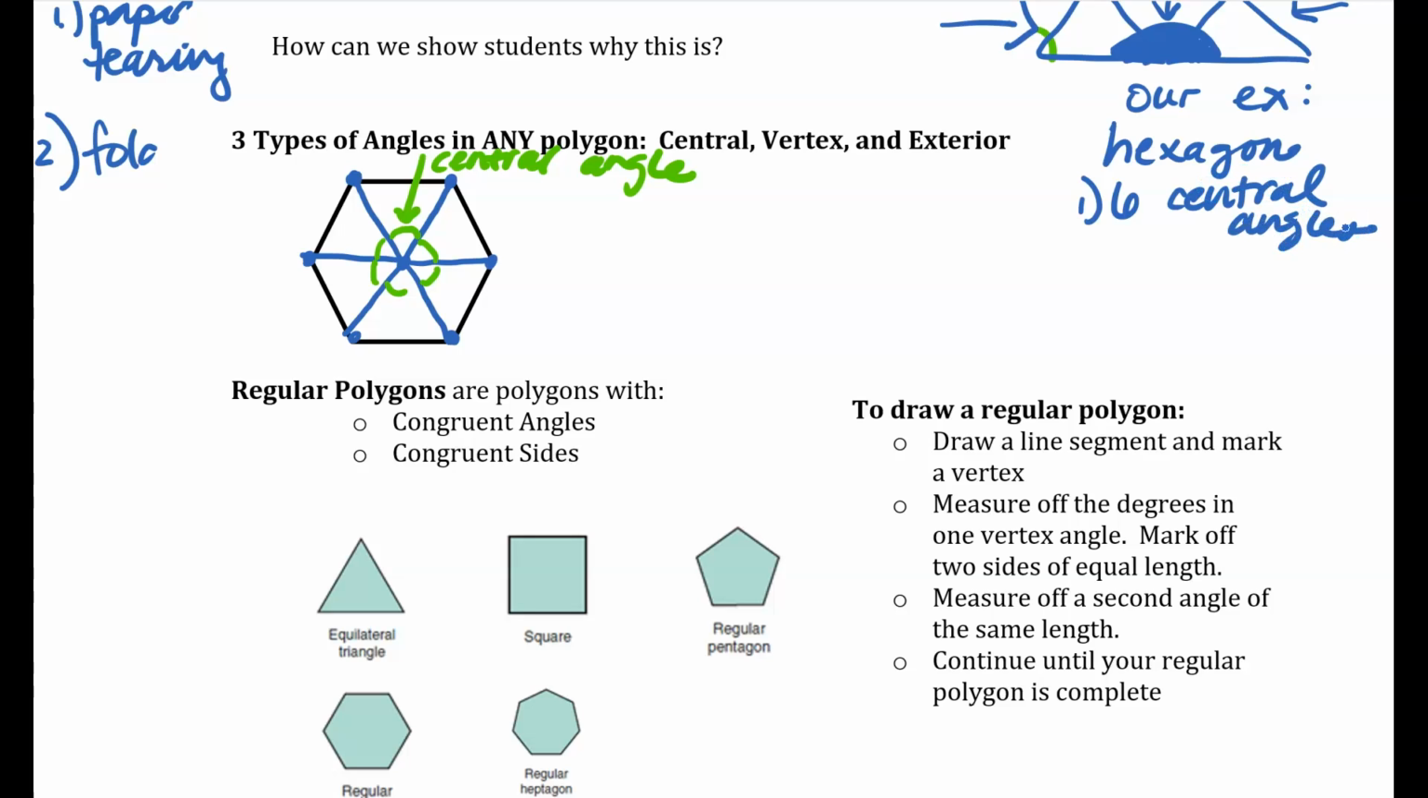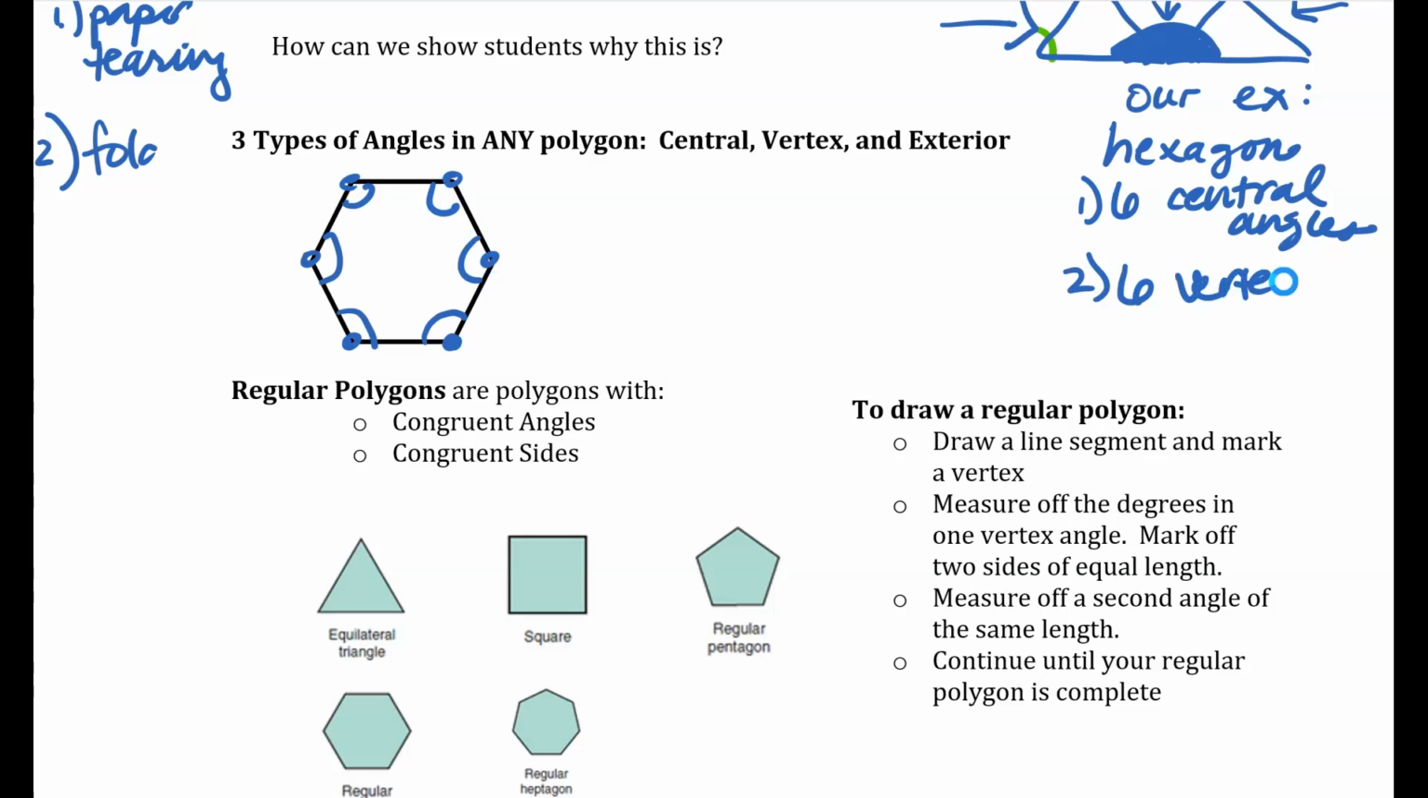And then let's talk about vertex angles. I'm going to erase the central angles so we can see the vertex really clearly. So we identified the vertices before. Here's a vertex, that's singular, vertices, there's 6 of them. And the vertex angles are the angles that are at each one of those vertices. So there are 6 vertex angles in a hexagon.